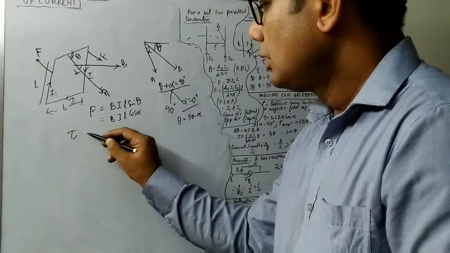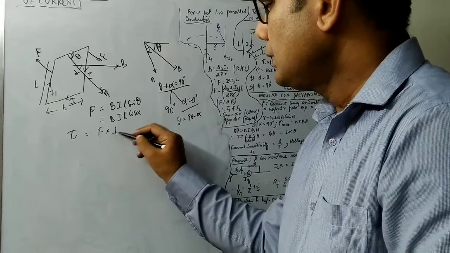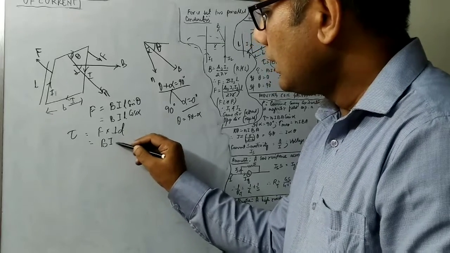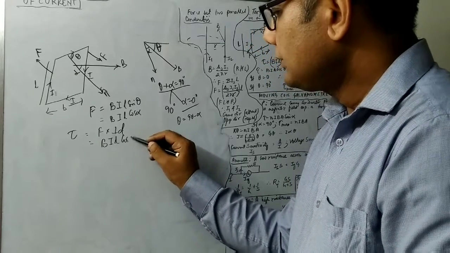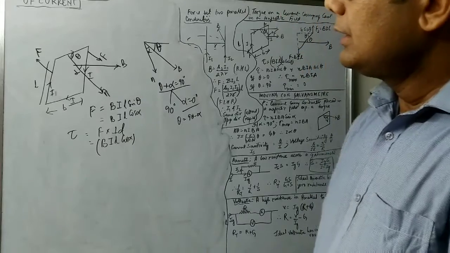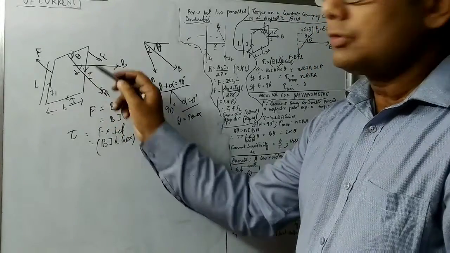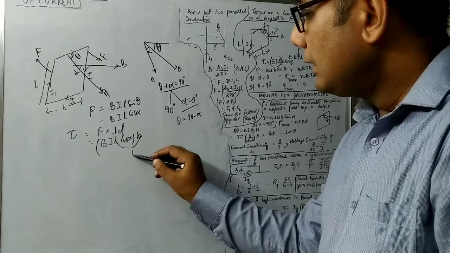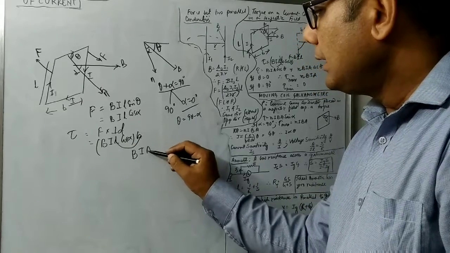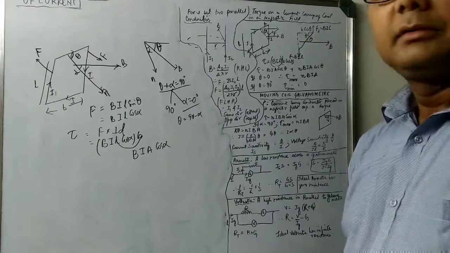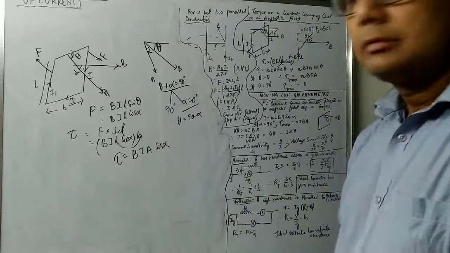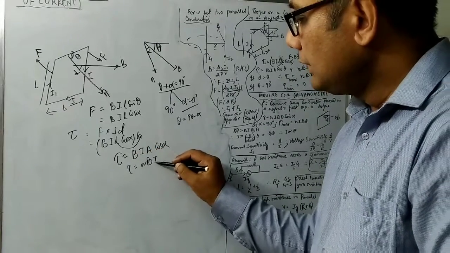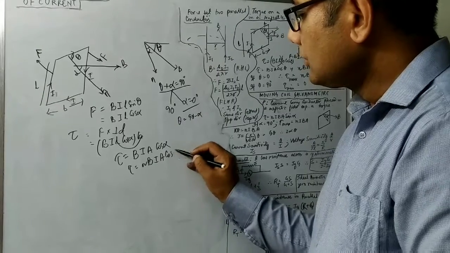So what is the torque? Torque is force into perpendicular distance. So what is the perpendicular distance? The force is BIL cos alpha, and the perpendicular distance is the distance separating the two forces, which is B. Now L into B is A. So BIA cos alpha. This is the torque. Now if there are n turns, obviously it will increase: nBIA cos alpha.